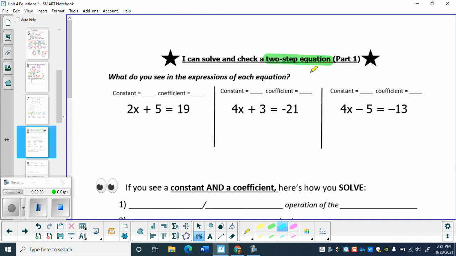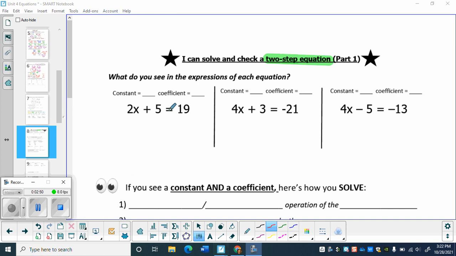So now let's take a look at our two-step equation notes, okay? And this should be out in front of you, and you guys are going to take notes and follow along with me. So let's take a look here at this first equation that we have. We have a 2x plus 5 equals 19.